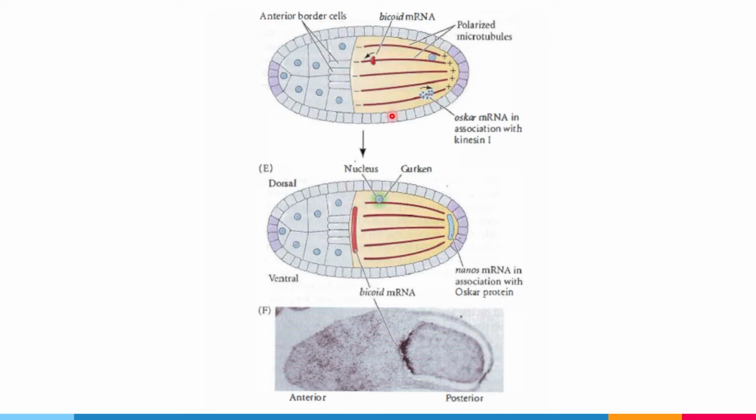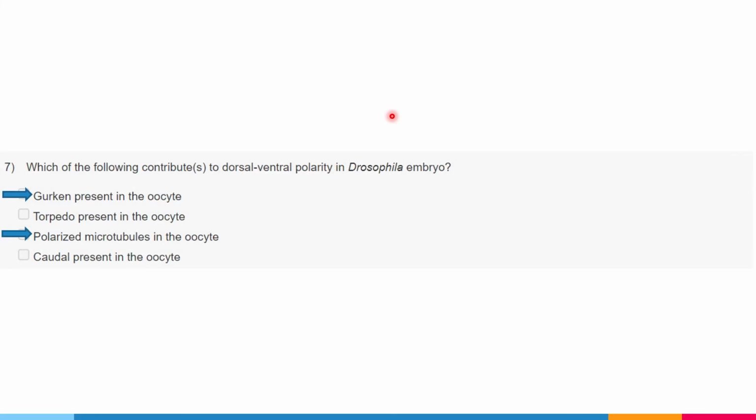So the polarized microtubules are also important for the entire process to occur, and thus the options which are correct are: gurken is present in the oocyte and polarized microtubules are in the oocyte, both are necessary for dorsoventral polarity formation in Drosophila embryos.